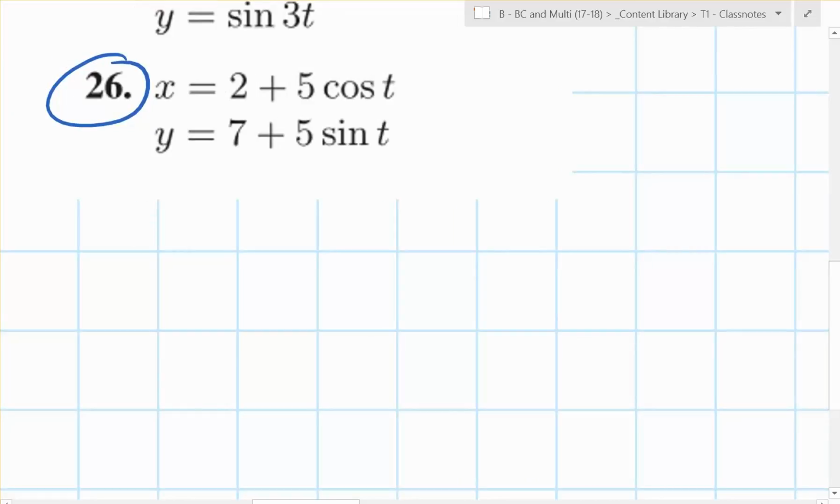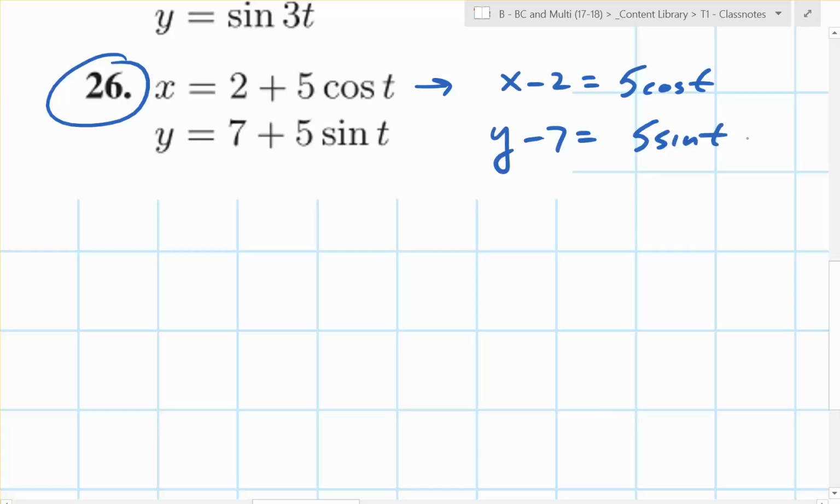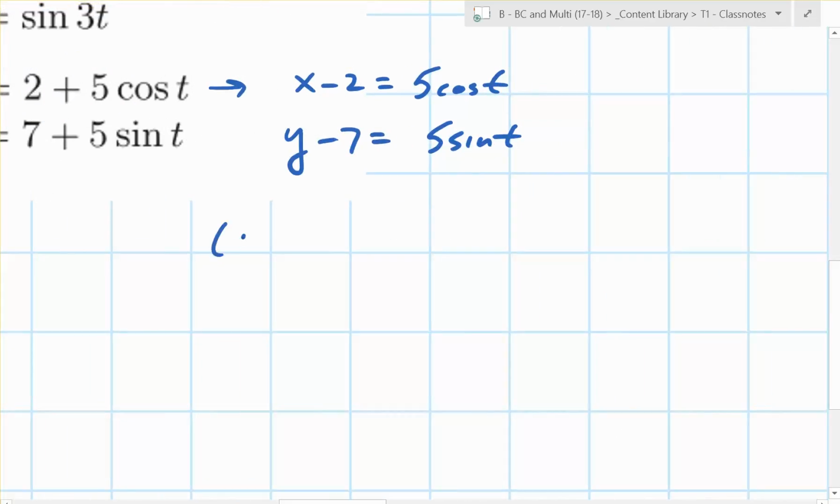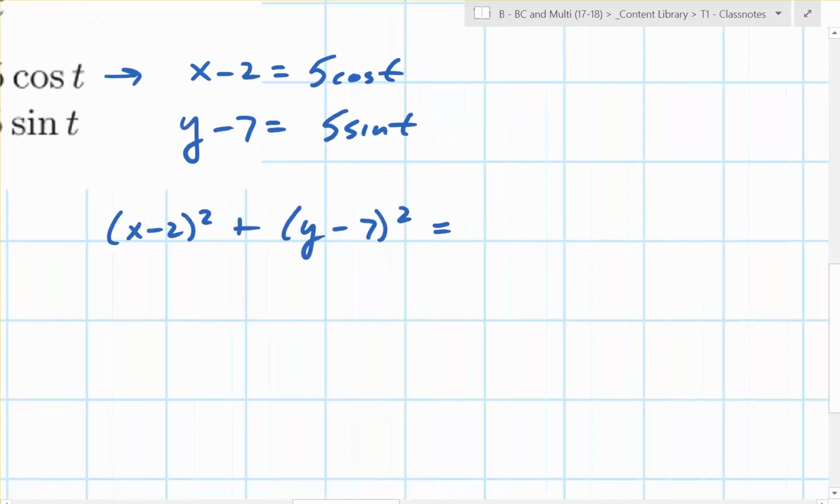What should I do, Josh? So what I did, I think you said move 2 over. So x minus 2 is equal to 5 cosine t, and y minus 7 is equal to 5 sine t. So then what did you do? Yeah, so now you know that x minus 2 squared plus y minus 7 squared is equal to what? Well, let's just write it out once first: 25 cosine squared t plus 25 sine squared t. I just added them together. But what can you factor out of the right-hand side?